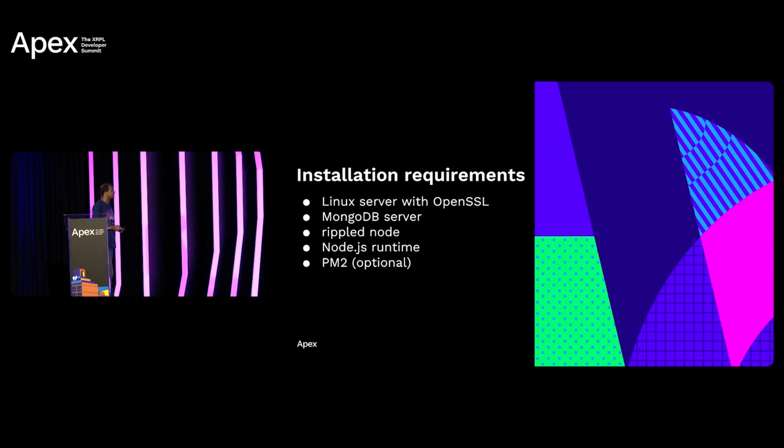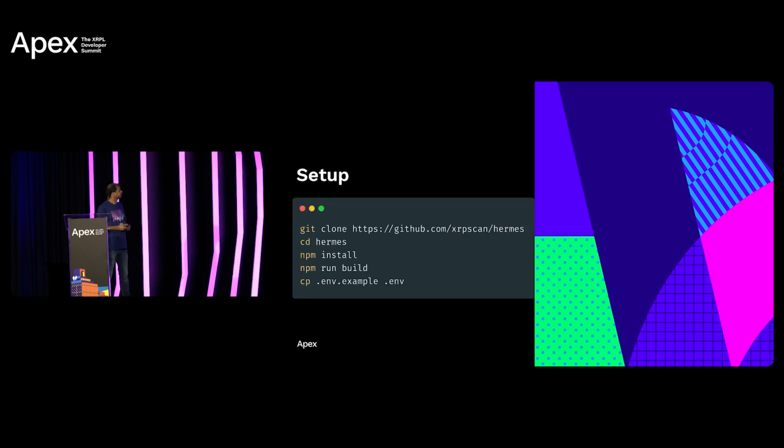Installation requirements: you need a Linux server with OpenSSL, a MongoDB server, which can be remote or local, it's fine, a RippleD node, the Node.js runtime, and optionally, if you want to use PM2 to manage your Node.js application, you can install that. Setup is not straightforward. You can use the GitHub repository, but you would only do this once. From the GitHub repository, cd hermes, npm install. Those who know Node.js, it's straightforward. Then you can copy the example environment variable file into .env.